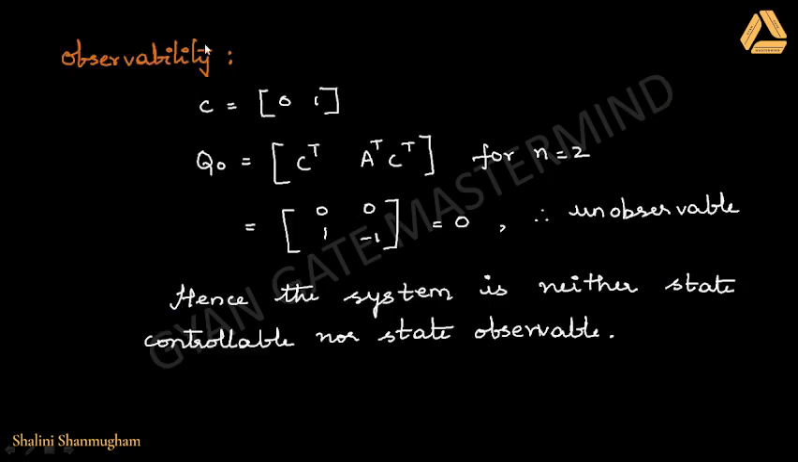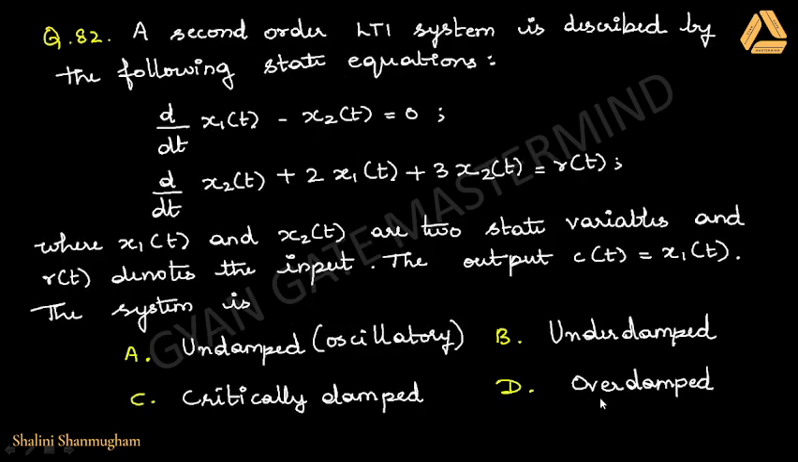And also we have to check for observability. For that, C is 0, 1. The matrix Q0 for checking observability is C transpose, and the second element is A transpose into C transpose, for n equal to 2. Here also I get the determinant as 0, so it is unobservable. Hence the system is neither state controllable nor state observable.